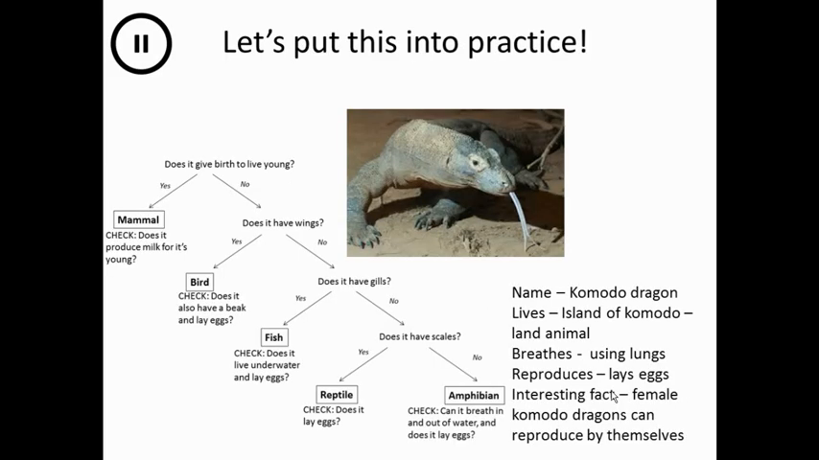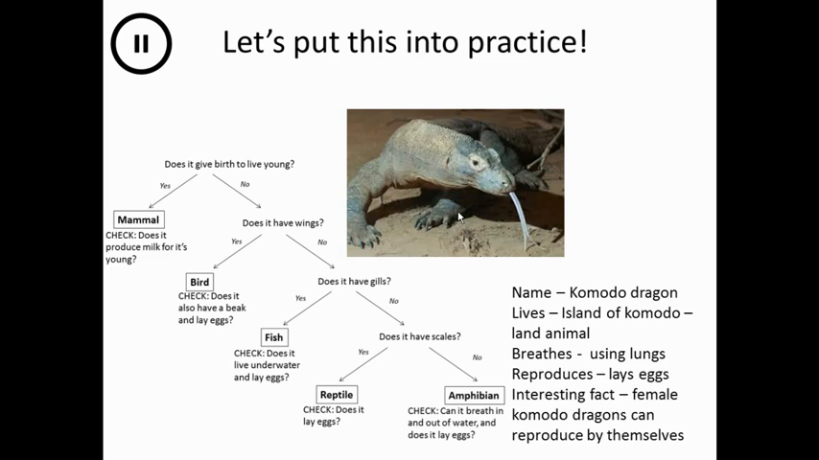So let's have a little practice. You've got your flow diagram here to help you. Let's have a look at this guy. He is a Komodo dragon. He lives on the island of Komodo, so he's a land animal. He breathes using lungs. It reproduces by laying eggs. And an interesting fact about Komodo dragons is that female Komodo dragons can actually reproduce by themselves.